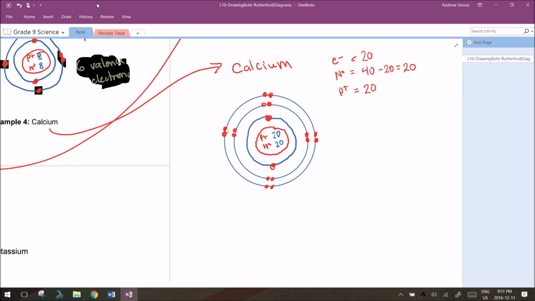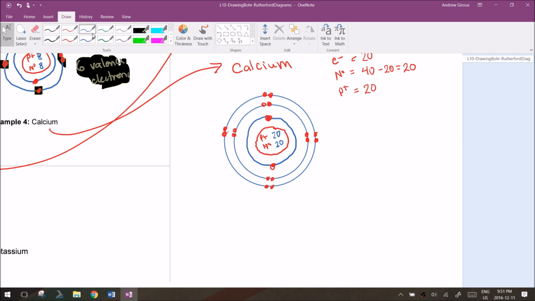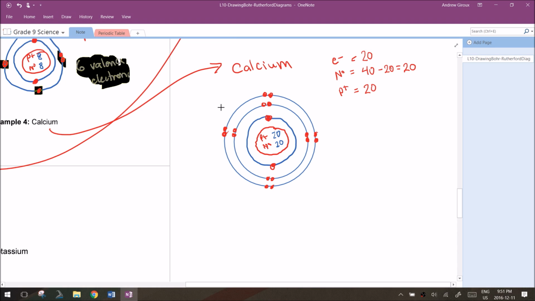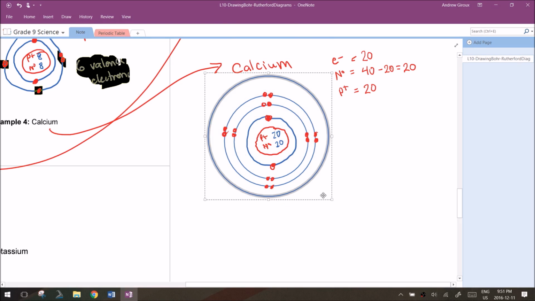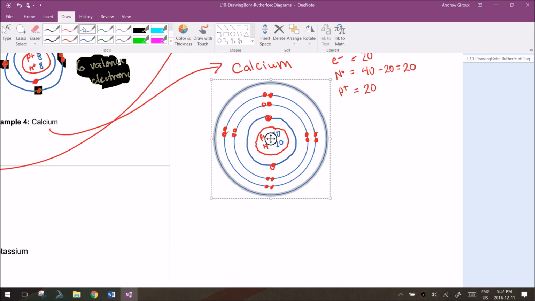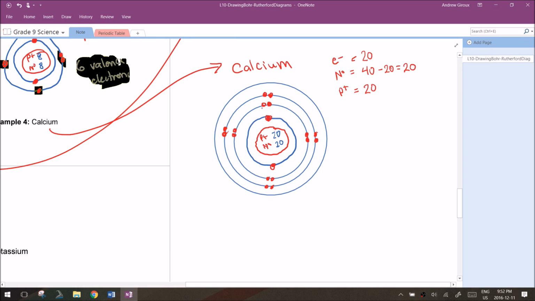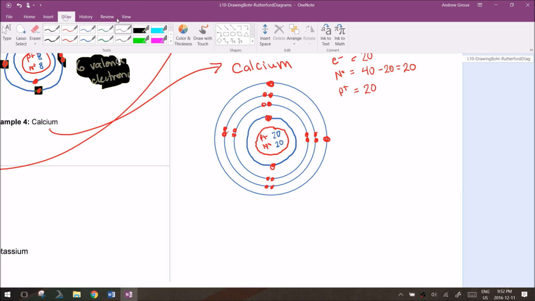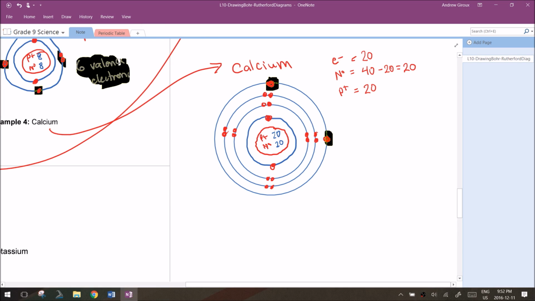There's 18. I'm going to put in one more circle, so one more orbit. So there's 2 plus 8 gives me 10, plus another 8 is 18, 19, and 20. So calcium's a bit bigger when it comes to drawing the Bohr-Rutherford diagram. But if we look at it, it actually has 2 valence electrons here. So lots of energy, lots of different orbits or energy shells, but only 2 valence electrons.